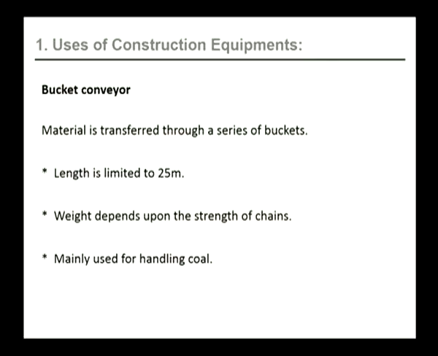Bucket conveyor. In this conveyor belt, the material is transferred through a series of buckets. The length is limited to 25 meters. The weight depends upon the strength of the chains carrying the bucket, and it is mainly used for handling coal.